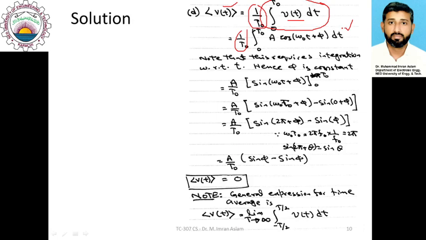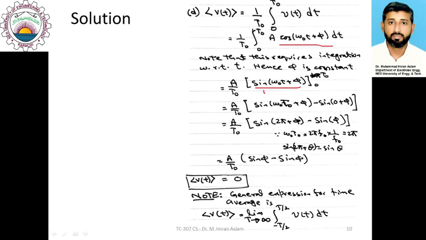You should also note that this is the time average, so we are performing integration with respect to time, not phi. For this particular case, phi should be treated as constant because this is the integration with respect to time, not phi. So if we integrate it, you would see that the result comes out to be sin omega naught t plus phi, from 0 to t naught.